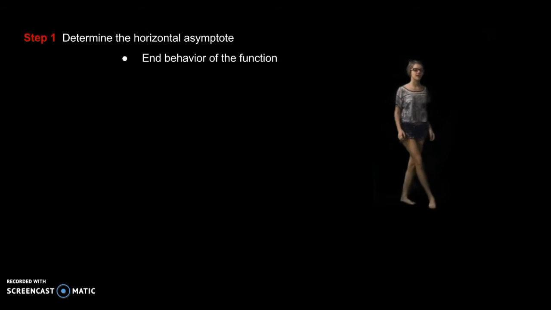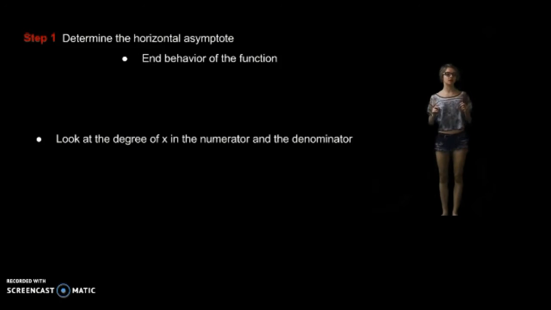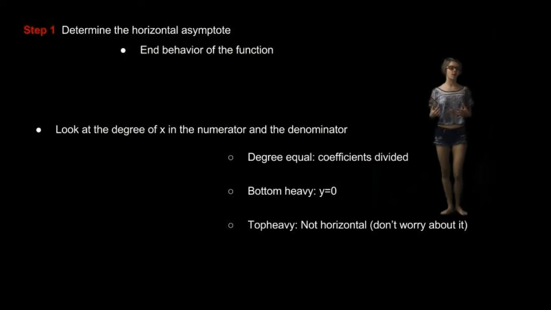When you see the equation, you can immediately determine the horizontal asymptote. That is the end behavior of the function. You can either substitute infinity into the equation or simply look at the coefficients. This can be done by looking at the degree of the x in the numerator and the denominator, so like the highest exponential power.